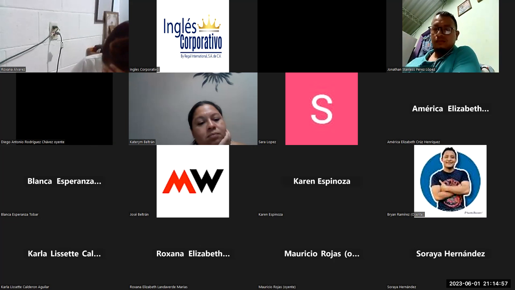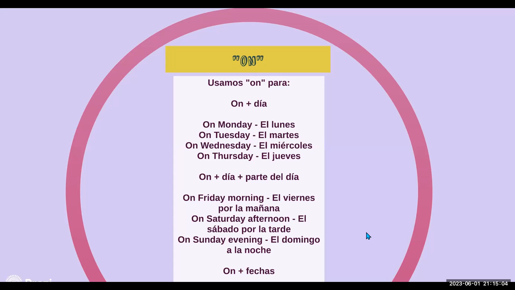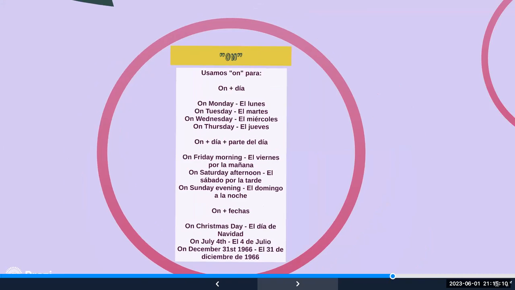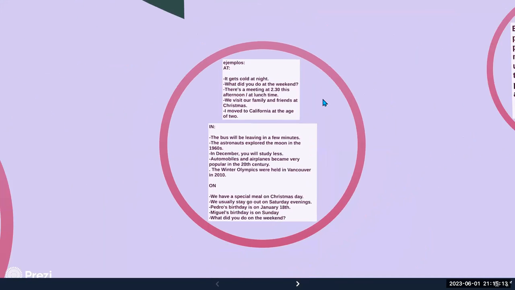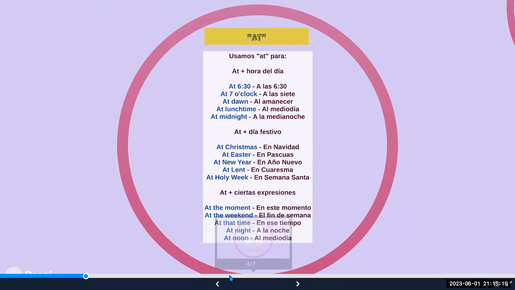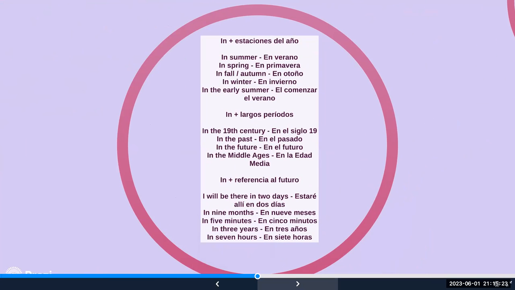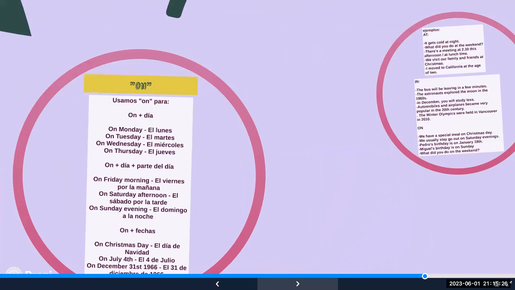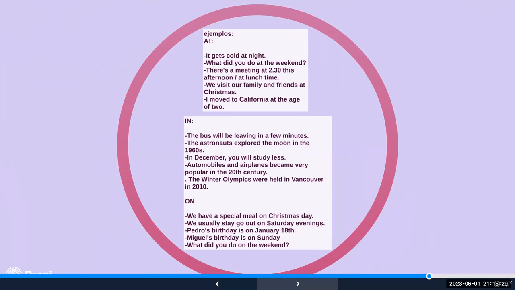Okay, hold on a second, please. Okay, we are starting this part of the prepositions. Estuvimos hablando sobre esto. Vamos a terminar la parte de la presentación. Okay, right here. I don't know if you are able to see it. We have some examples with at. It gets cold at night. ¿Qué significa eso? It gets cold at night.